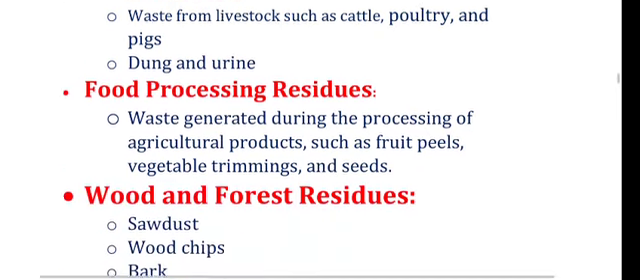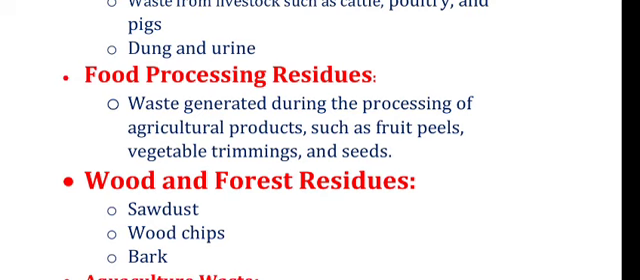The next type of waste is food processing residues. This is waste generated during the processing of agricultural products, such as fruit peels, vegetable trimmings, and seeds. For example, if we produce sugarcane juice or other juices, we extract the juice from them, but the pulp material we throw away. So this type of waste will also be counted as agricultural waste, but it is also biodegradable and can also be used in further processing. So this is also going to be biodegradable as well.